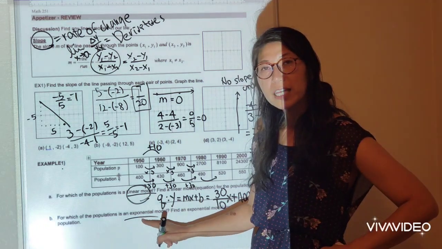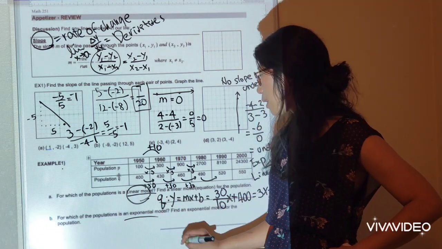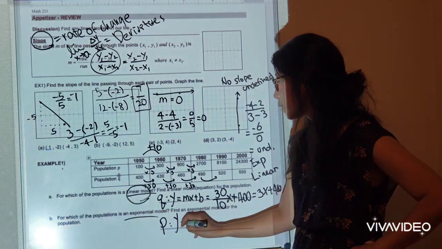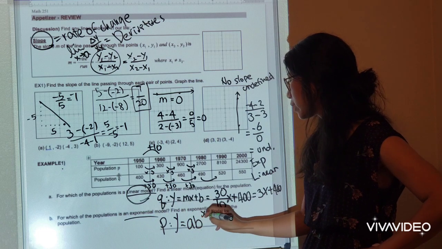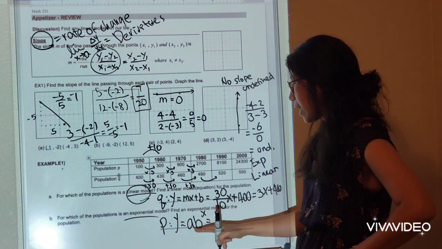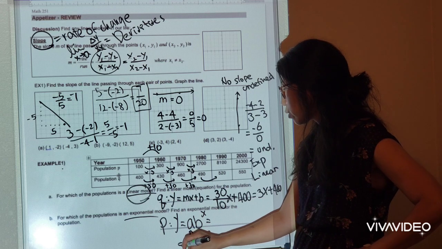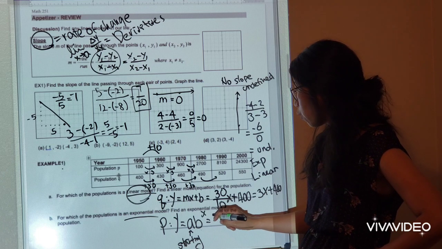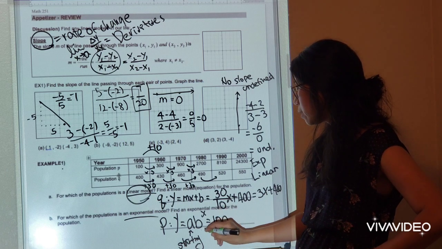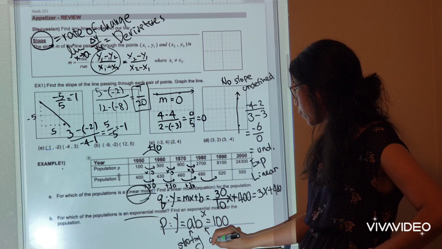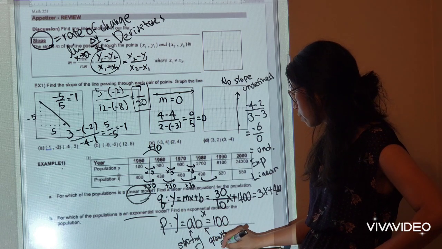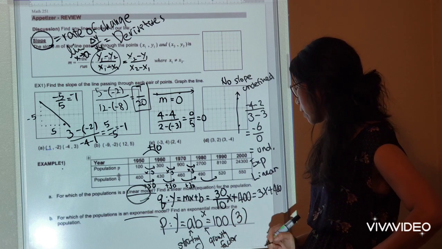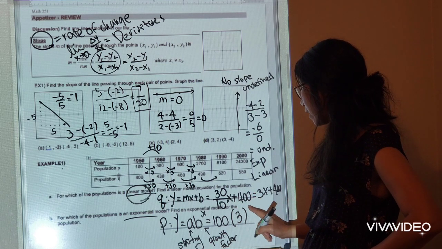If I want to find the equation of the exponential model, the exponential function has the form ab to the x. So careful, a is the starting number, so in this case it's going to be 100. b is the growth factor, and this time it multiplies by 3 over 10 years.